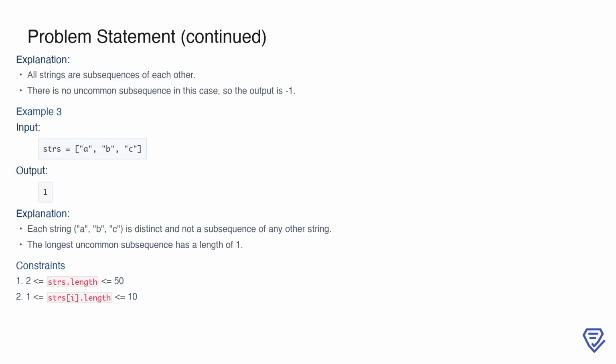Now, consider the input A, B, C. Each string here is distinct, and no string is a subsequence of another. For example, A is not a subsequence of B or C, and the same applies to the other two strings. Since each string is its own uncommon subsequence, the length of the longest uncommon subsequence is simply the length of any string, which is 1 in this case. These examples highlight how the problem is solved by identifying the strings that are not subsequences of others, and then determining the maximum length among them.